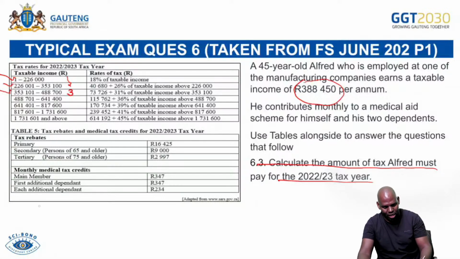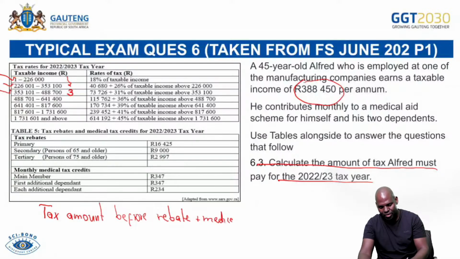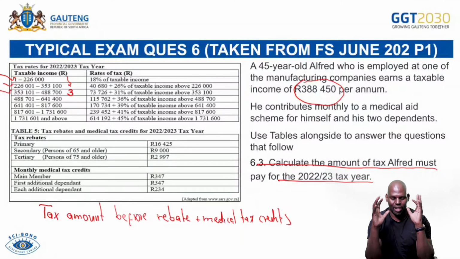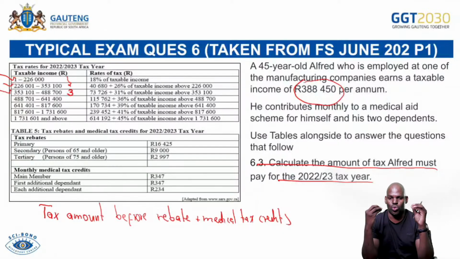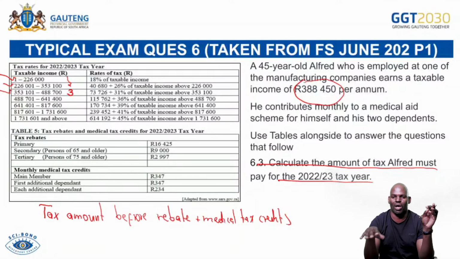Now we have to indicate the tax amount before rebate and medical tax credits. We are going to calculate the annual tax amount before rebate and tax credits. We already calculated the rebate at number 6.1 and the medical tax credits at 6.2, but in the end we'll have to subtract them. The order of the questions has actually made life easier for us because some of the things we have already done.